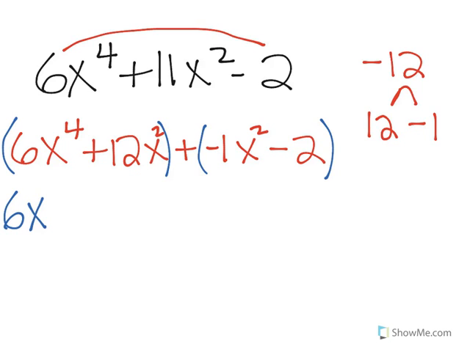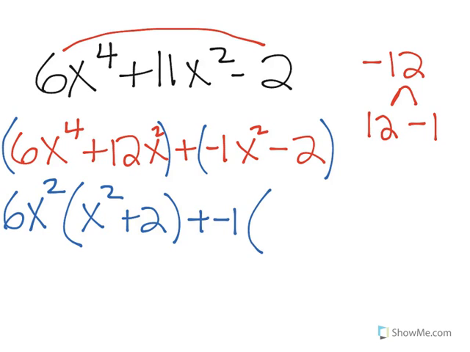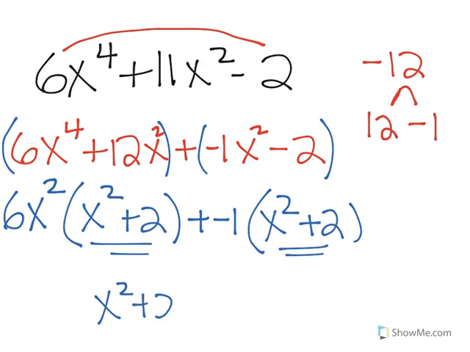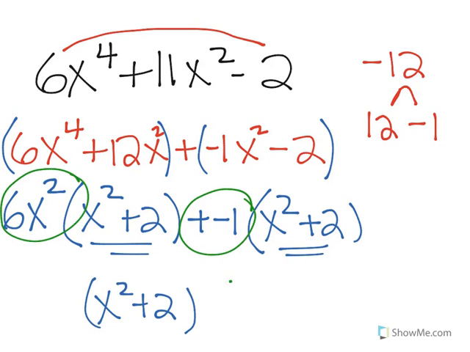Sorry about that. So that means I can take out a 6x squared. Then left over, I'm going to have x to the second plus 2. And I hope I get x to the second plus 2 in the second part, and I will if I factor out a negative 1. And I get x to the second plus 2. Since these are the same, that's my first factor. Then my other factor comes from my GCFs, 6x squared minus 1. And there we go, we're finished.